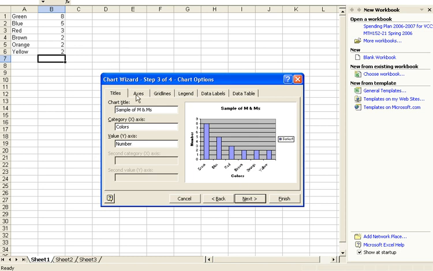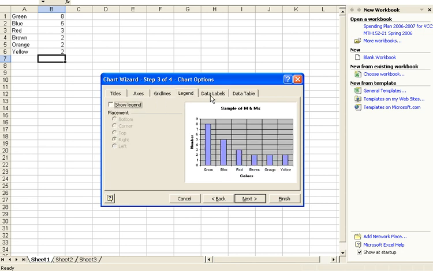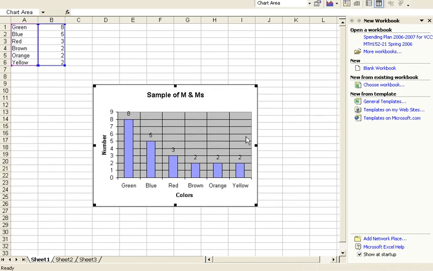Okay. Now, grid lines. Do the major ones. Legend, I don't really need the legend. I've got the colors indicated there, and I want to put the value at the top of each. And again, as I mentioned before, I don't like the data table, so I'm looking at that. That looks pretty good. I think I'll leave it that way. Next. Okay, this time I'm going to make it as an object. So I'm going to finish it.